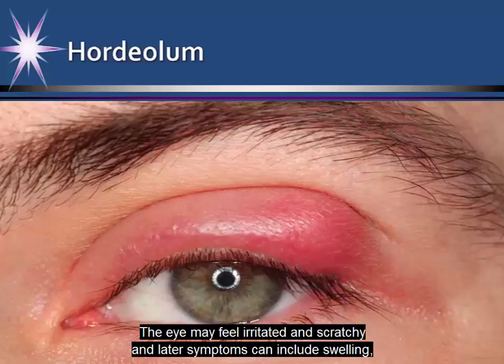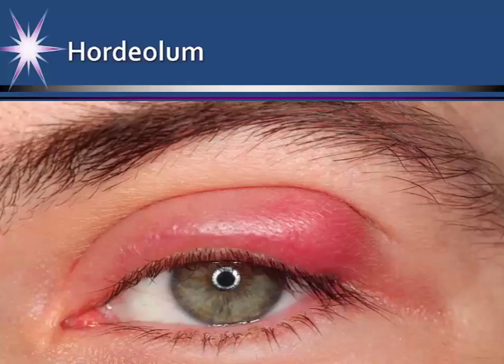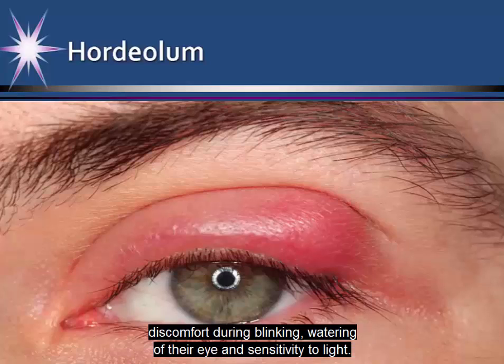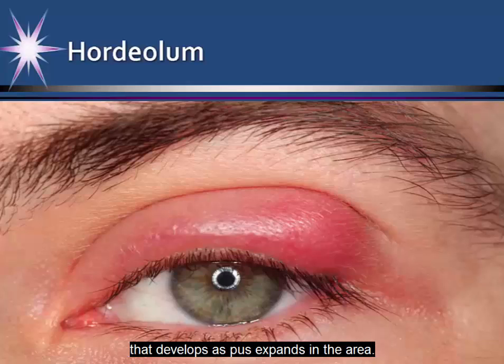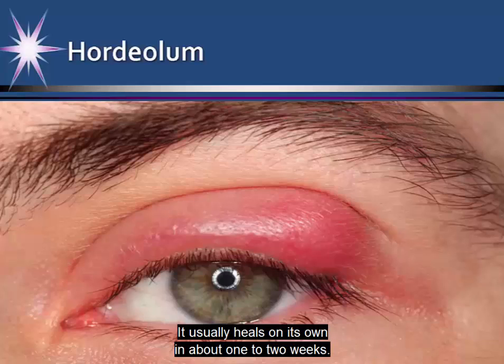The eye may feel irritated and scratchy, and later symptoms can include swelling, discomfort during blinking, watering of the eye, and sensitivity to light. A common sign of a stye is a small yellowish spot at the center of the bump that develops as pus expands in the area. It usually heals on its own in about 1 to 2 weeks.